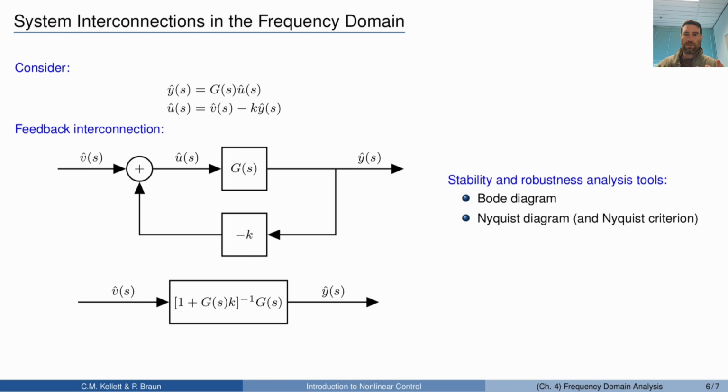Specific tools that are used in this context, and which are briefly described in the book, are, for example, the Bode diagram, which allows an analysis of stability properties, and the Nyquist diagram and Nyquist criterion, which help to answer questions of robust stability, instability, and robustness margins in terms of systems represented in the frequency domain.